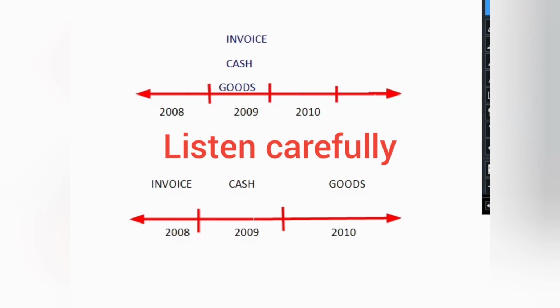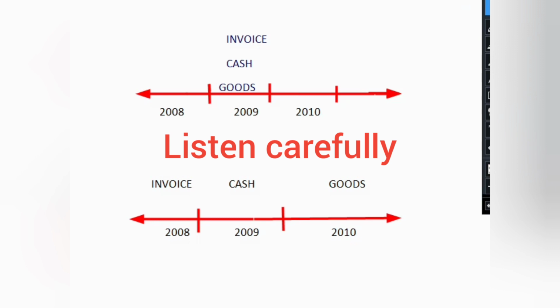In the first diagram, you can see all the parts of the transaction, that is the invoice, cash payment, and goods and services provided, are incurred in one accounting period, that is in 2009. So we don't need adjusting entries here because the transaction itself is adjusted.